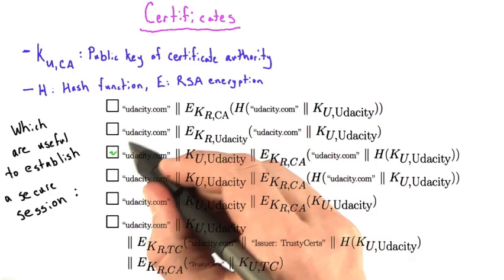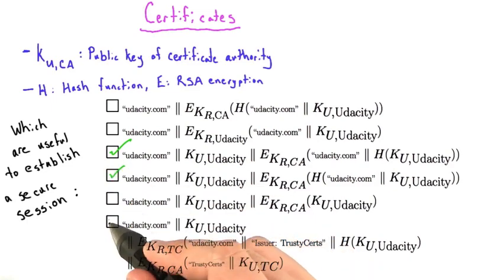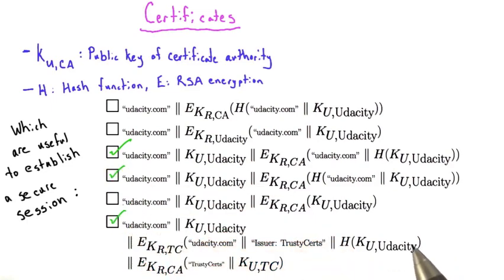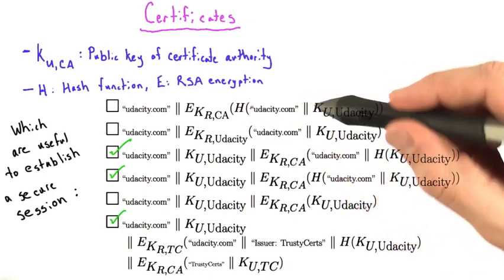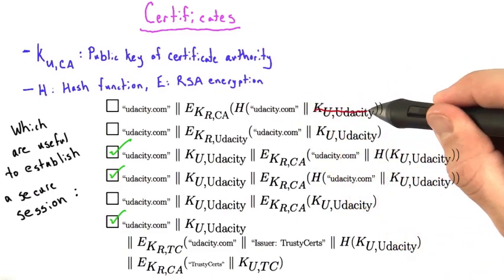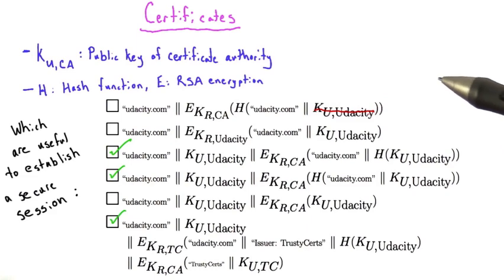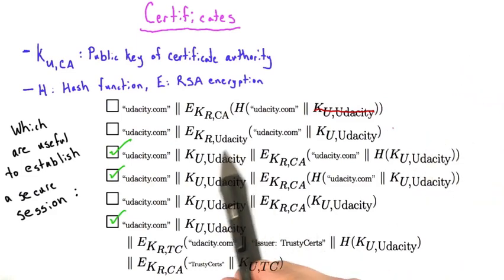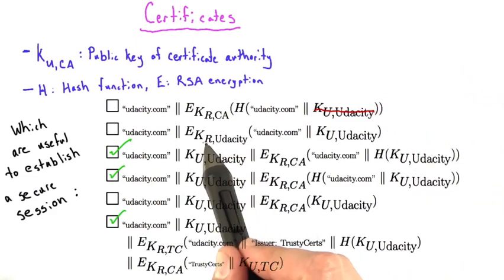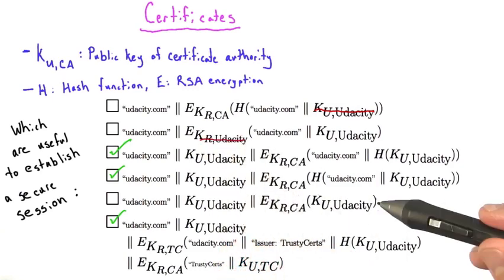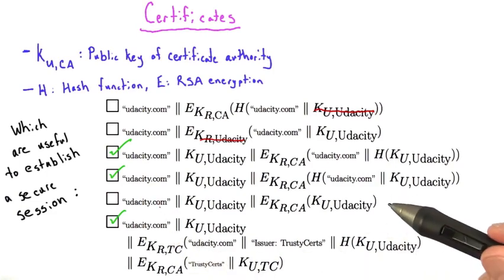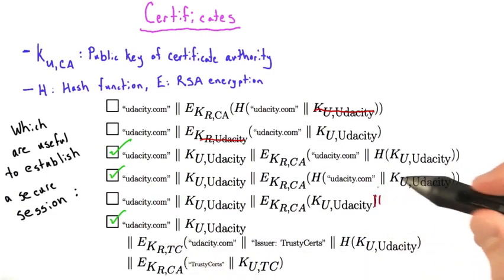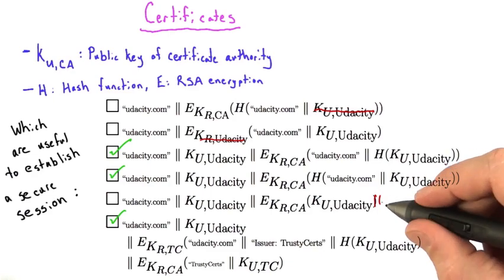Of these options, the third one, the fourth one, and the sixth one are useful. In the first one, the public key for Udacity is inside of the hash, and so we have no way of actually getting that, and so that's not useful. For the second one, the encryption is done using Udacity's private key, and so this is a self-signed certificate, which is not very useful for us. The fifth one is not useful because the hostname, Udacity.com, is not bound with the key. We would need to include that in the inputs to the encryption.